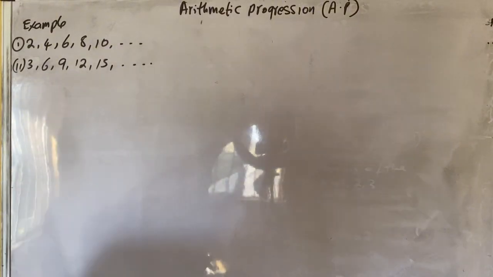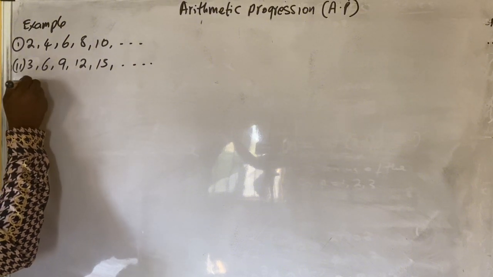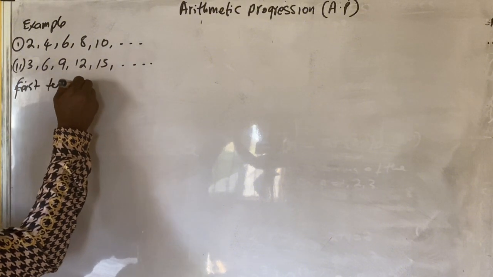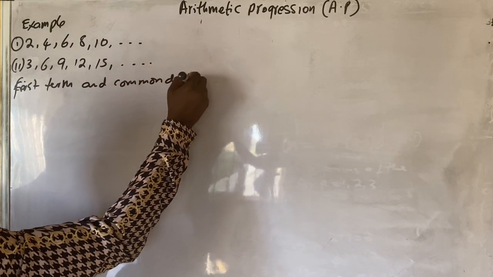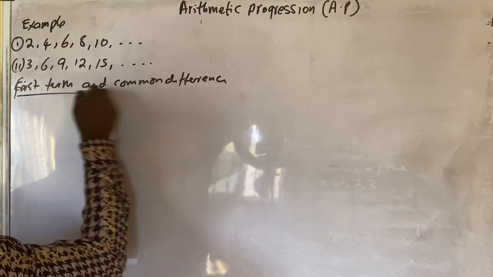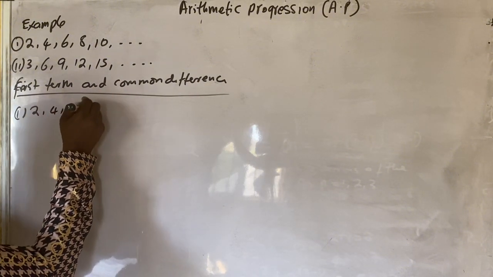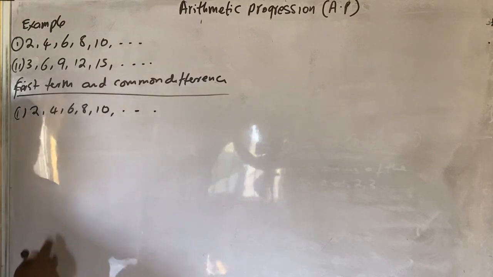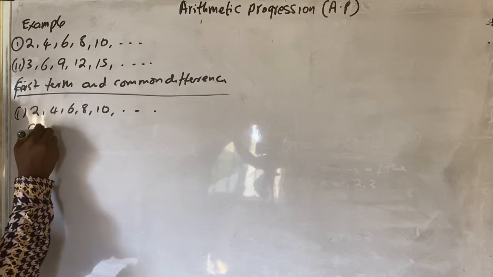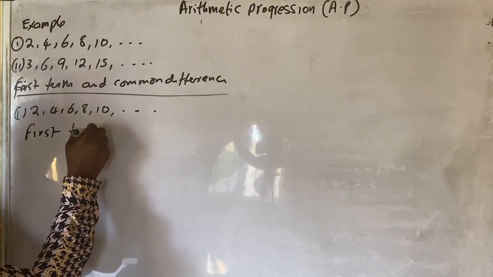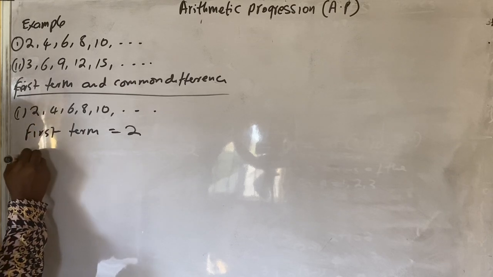So let's look at what we call the first term and common difference of an AP. If you have an AP such as 2, 4, 6, 8, 10, the first term represents the first number. So our first term is equal to 2, which is the first number.